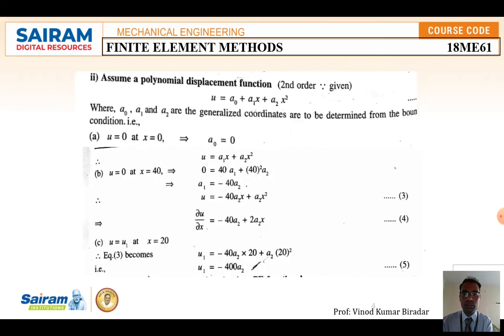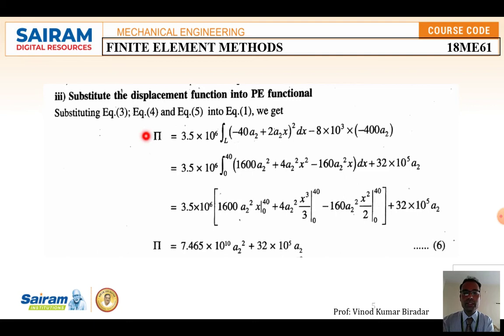After substituting this equation, you are going to get pi is equal to 3.5 into 10 to the power of 6, integration of 0 to L of minus 40 a2 plus 2a2 x whole square dx, and minus 8 into 10 to the power of 3 into minus 400 a2. This is the load value. Here again we simplify this. The length is 0 to 40, 1600. If you simplify this, it is the formula of a square plus b square, whole square, that is a square plus b square minus 2ab, into dx.